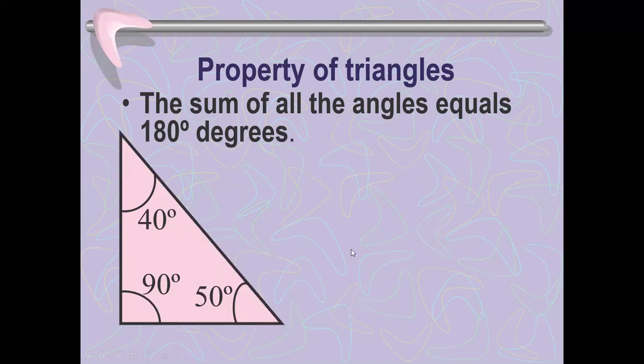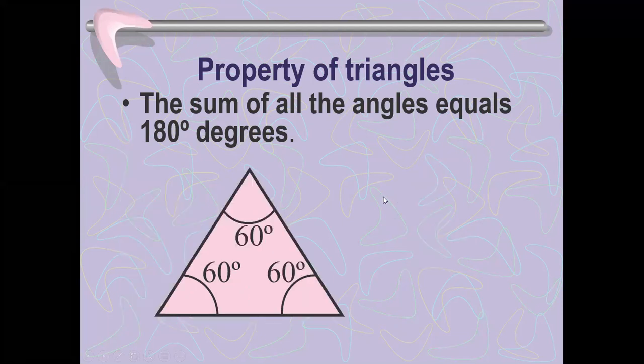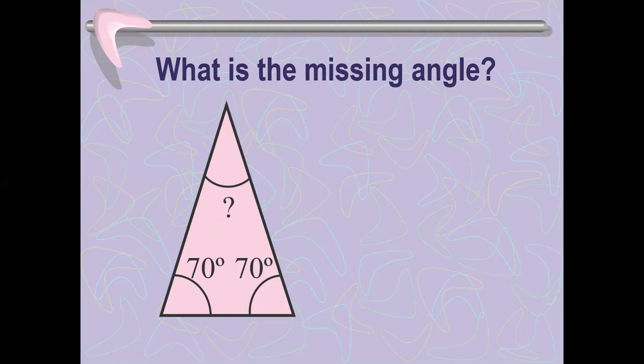For example, this triangle has angles 40, 90, and 50. Also, if we add all of them, 40 plus 50 plus 90, the sum will be 180. In this triangle, if we add 60 plus 60 plus 60, the sum will be 180. In any triangle, the sum of the measures of the three angles must be 180.